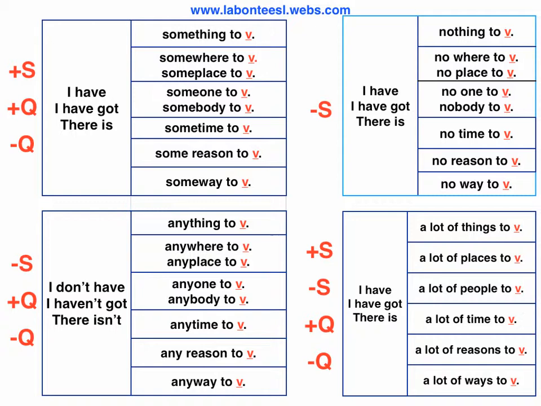Now we will study these four groups of patterns which are used a lot. We will study each of them individually. They follow the same rules with some and any that we have used before. Some is not used in a negative sentence. Any is not used in a positive sentence. Nothing is only used in a negative sentence.